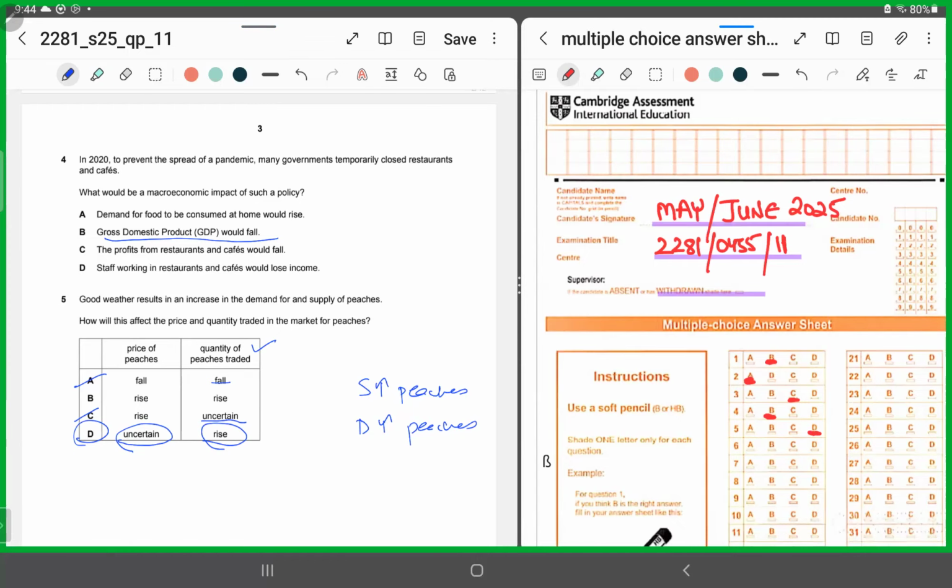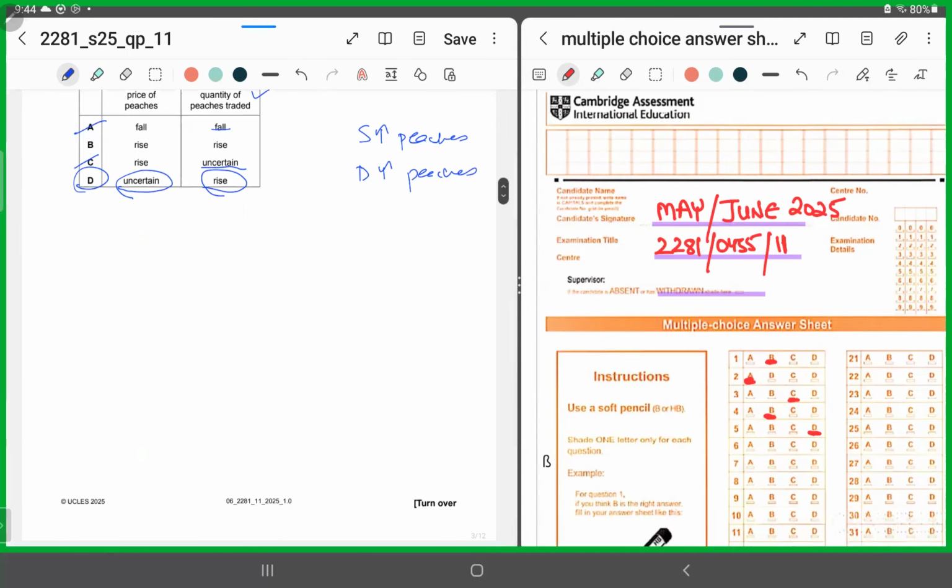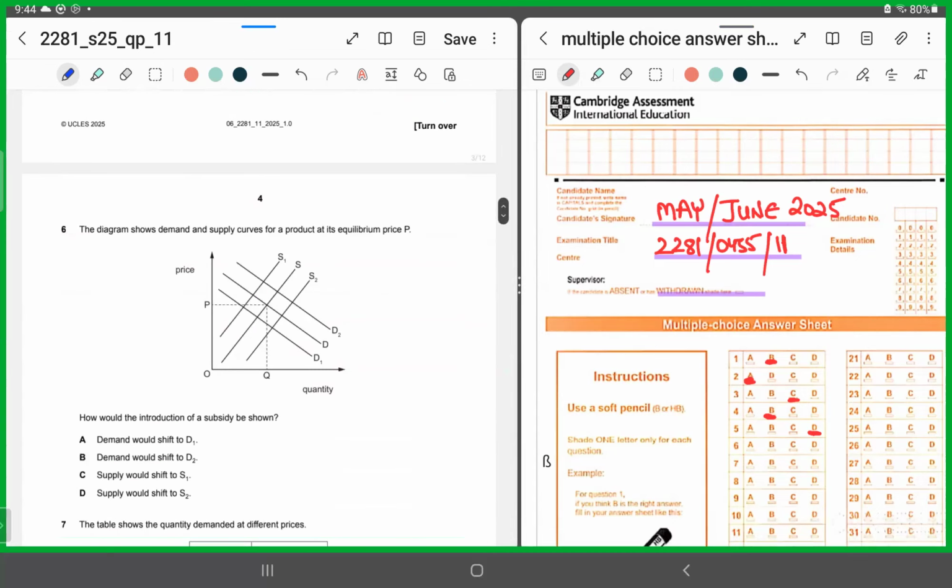I hope this is clear. Moving forward, MCQ number 6. Now, MCQ number 6 displays demand and supply diagrams, demand and supply curves for a product at its equilibrium price P. So this is the initial equilibrium, where S is the supply curve and D is the initial demand curve. And let's label this as E, initial equilibrium. Vertical axis displays the price and the horizontal axis displays the quantity.